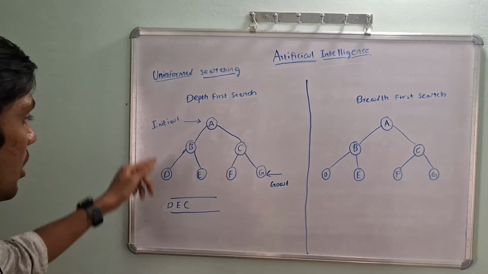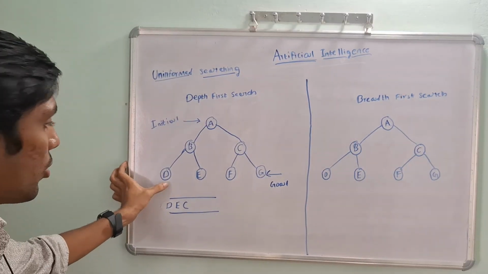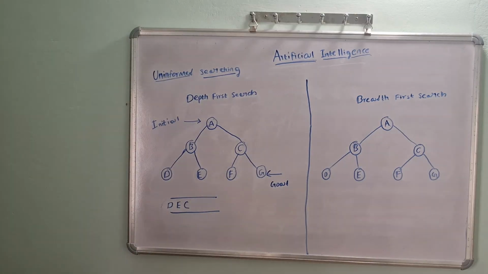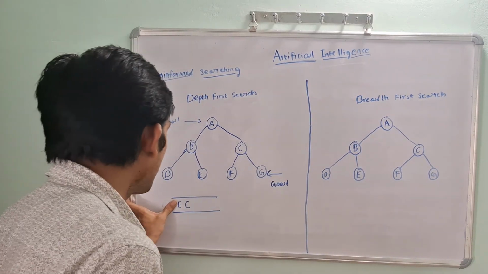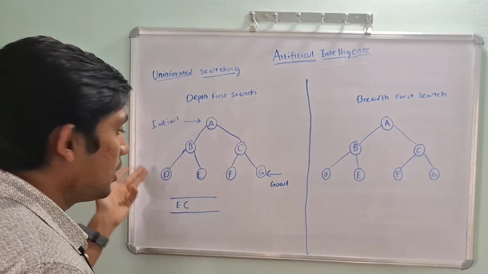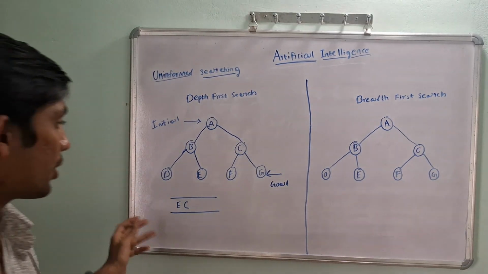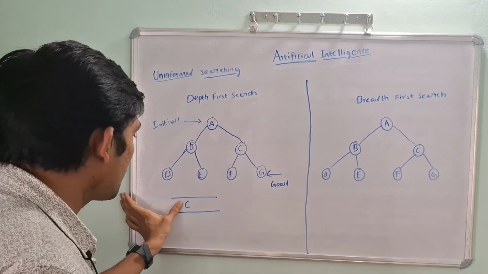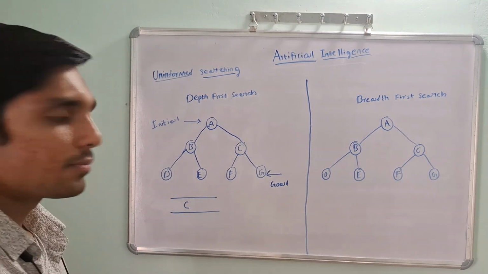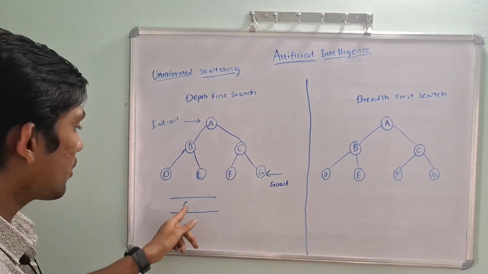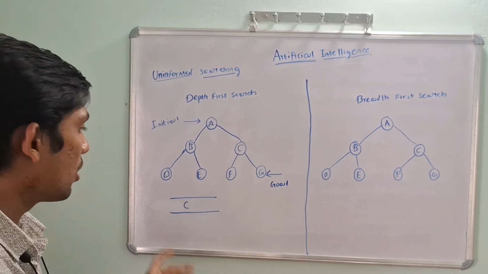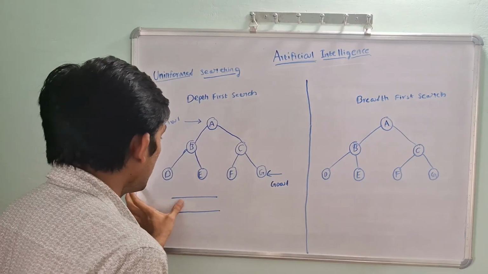Again, the algorithm checks whether D is the goal node or not. D is not the goal node and it doesn't have any children, so it will pop out D. And again it will check whether E is the goal node or not. E is also not the goal node, so it will pop out E, and it also doesn't have any children. Now the only element left in the stack is C, so it will explore C. It checks whether C is the goal node or not. No, C is not the goal node. Now it pops out C and pushes F and G into the stack.